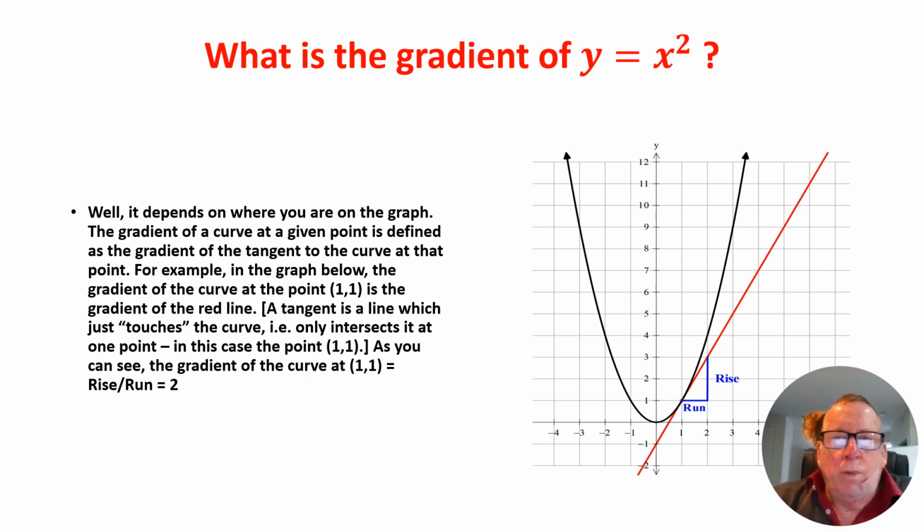So what is the gradient of y equals x squared? Well, that depends on where you are on the graph. The gradient of a curve is defined as the gradient of the tangent to the curve at that point. For example, in the graph below, the gradient of the curve at the point (1, 1) is the gradient of the red line. A tangent is a line which just touches the curve, i.e. only intersects it at one point, in this case at (1, 1). As you can see, the gradient of the curve at (1, 1) equals rise over run equals 2.